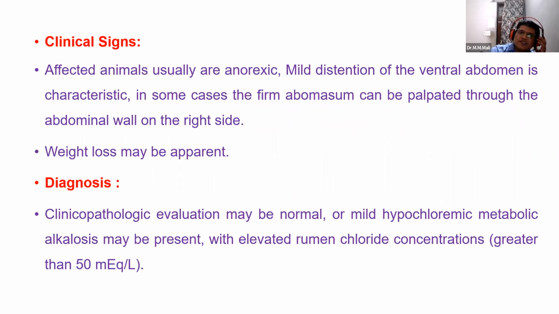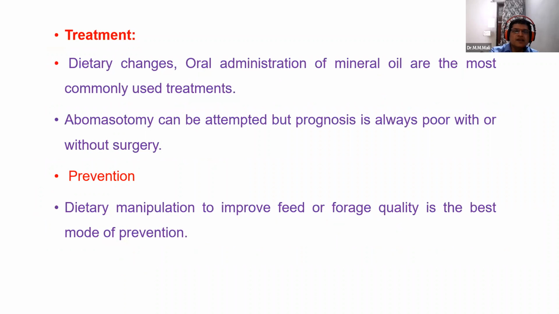Clinical signs: affected animals usually are anorexic. There will be mild distension of the ventral abdomen, which is a characteristic sign. In some cases, the firm abomasum can be palpated through the abdominal wall on the right side. Weight loss may be apparent. Diagnosis can be made on the basis of clinical pathological evaluation; it may be normal, or mild hypochloremic metabolic alkalosis may be there, and there may be elevated rumen chloride concentration greater than 50 milliequivalents per liter. So these clinical pathological parameters help in making the diagnosis of this abomasal impaction.